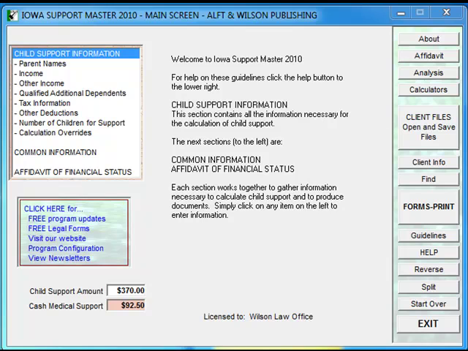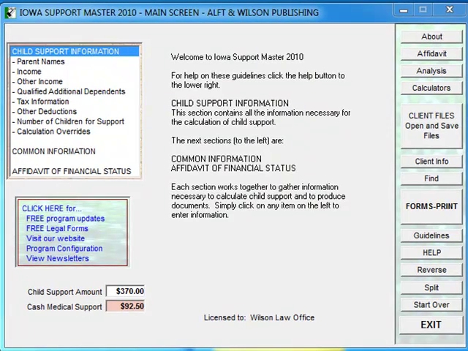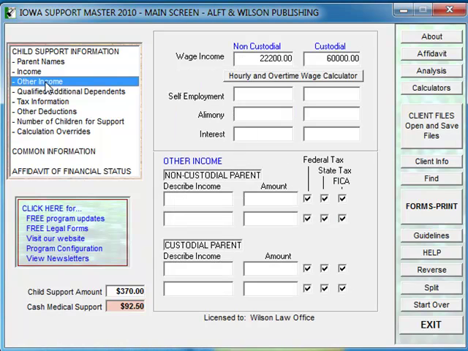In this tutorial, I'm going to discuss the health insurance cash medical support situation where we have unreasonable cost of health insurance. In the example that I prepared for this tutorial, I showed the non-custodial parent at $22,200 and the custodial parent at $60,000. This is our classic notch effect case where the non-custodial parent has a significantly high obligation of child support, and with cash medical you see it's over $400 per month.